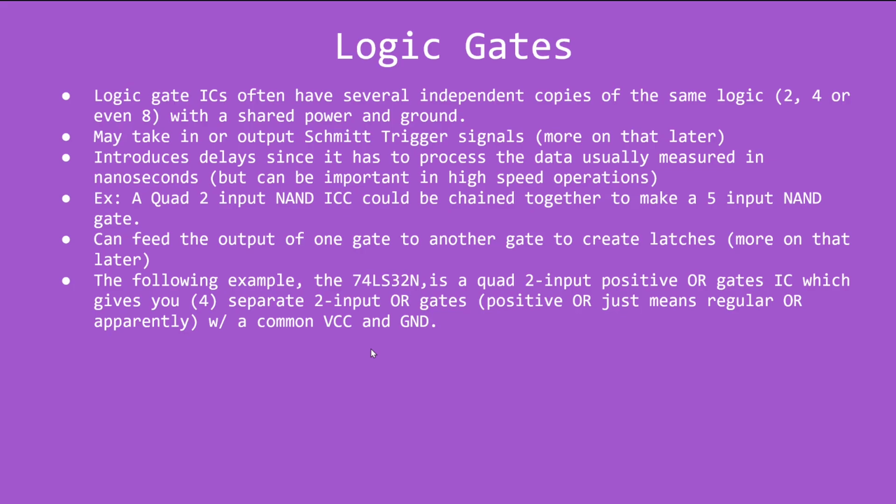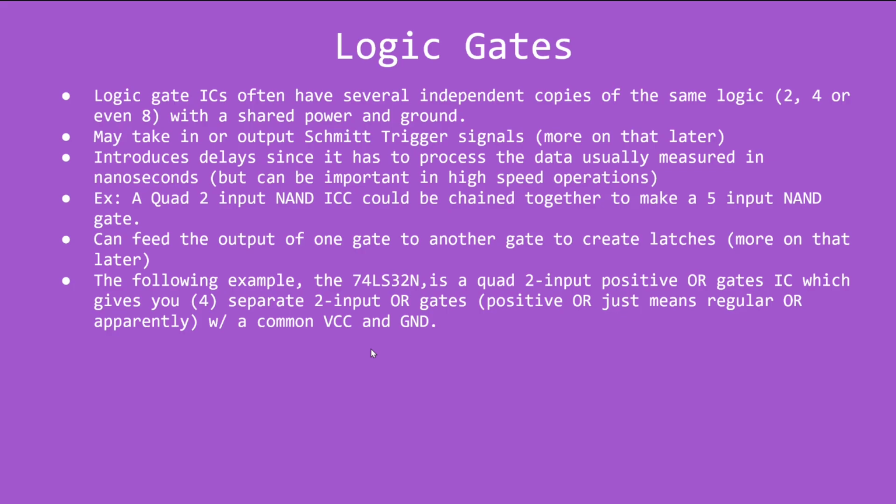At the very least, it introduces a delay since it has to process that data. It's known as a propagation delay. It's usually measured in nanoseconds. This could be a serious consideration when you're dealing with high-speed operations. Now, we could also take multiple gates and chain them together for our desired effect. Like you could take a quad two input NAND IC and chain it together just within that one for a five input NAND gate, simply feeding the output of one gate to another.